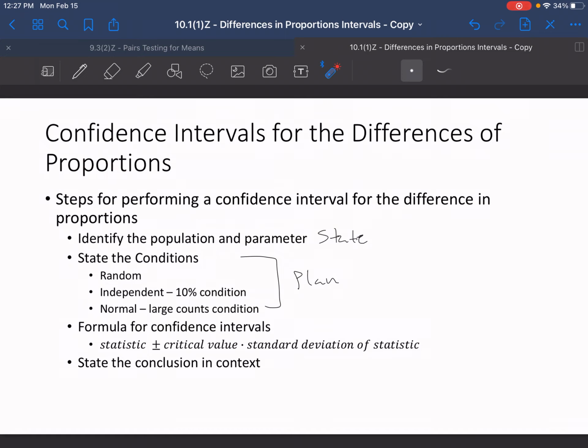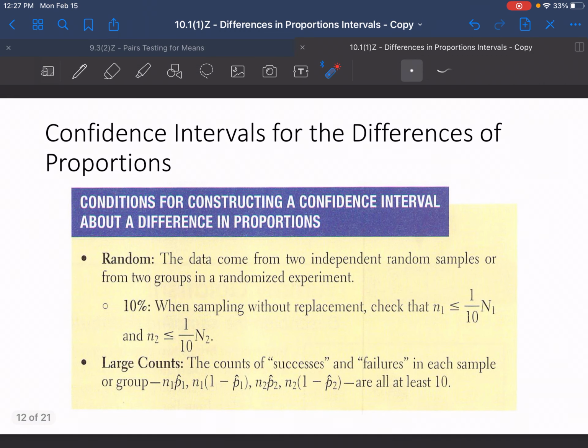We would then need to determine the formula for confidence intervals, and that's going to be our do portion of this four-step process, and then our conclude portion is going to just state the conclusion in context of the actual problem itself. So we have to make sure that we complete all of that. And again, when we're looking at checking our conditions for this, we need to check whether it's random, and that's most of the time going to be told to us in the problem.